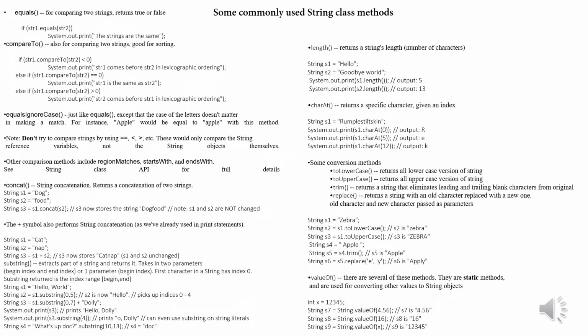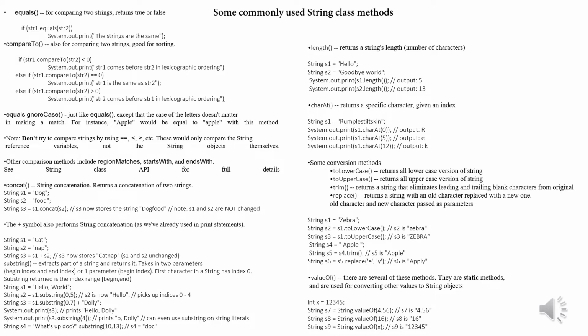In this slide, I'm going to talk about some commonly used methods of the String class. The first one is equals, right? Some of you know these methods. Equals checks whether two strings are equal or not. If they are the same, it will return true, else it will return false. For example, as you see here, you can use string1.equals(string2). That's how you can use this method.